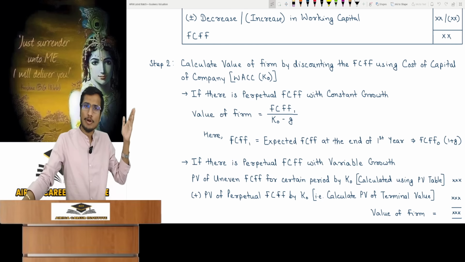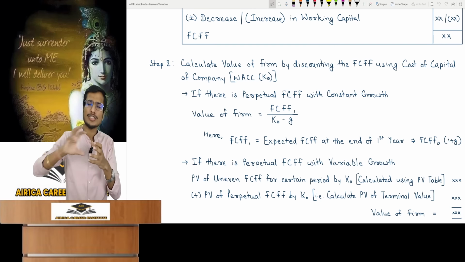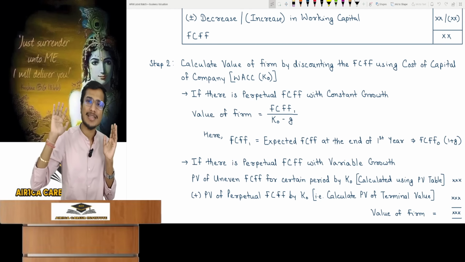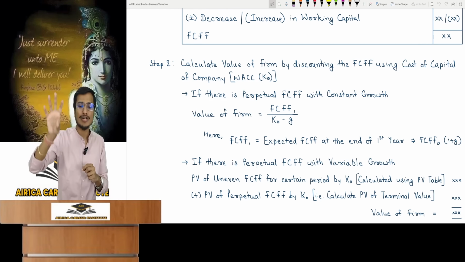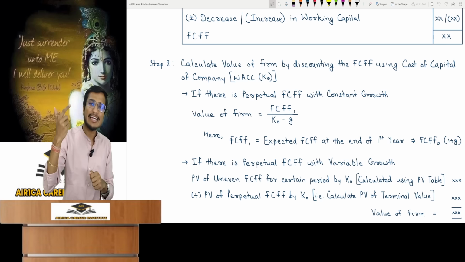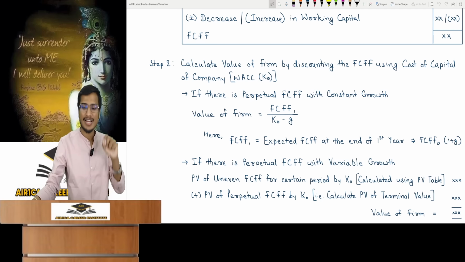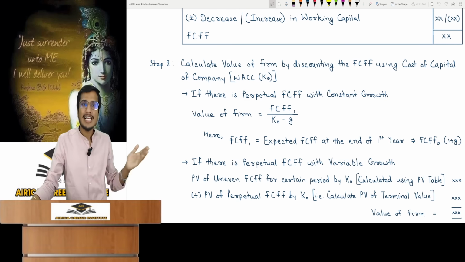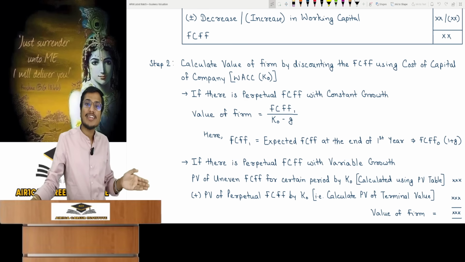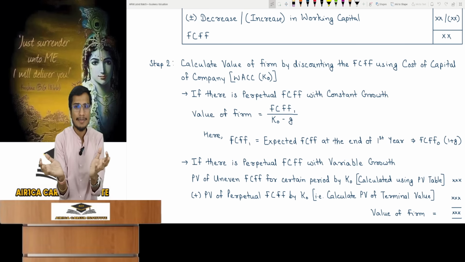Now to calculate the PV, if it's in perpetuity, this is just basics of AFM, nothing new. For perpetual FCFF with constant growth, you'll receive it at a fixed rate forever. Perpetual cash flow divided by discounting rate minus growth rate: FCFF1 divided by KO minus G. FCFF1 at the end of the first year is FCFF0 times (1 plus G).